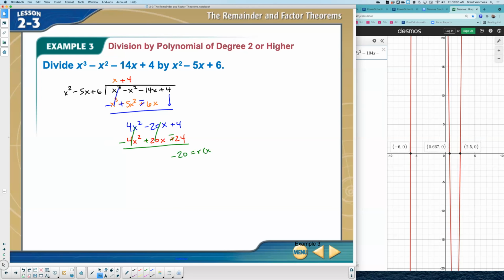That is my remainder. So again, you could write your answer as saying the quotient is x plus 4, and the remainder is negative 20. Or you could write your answer as x plus 4 minus 20 divided by the divisor, which in this case was x squared minus 5x plus 6. You could write your answer that way as well. I'll circle the bottom.